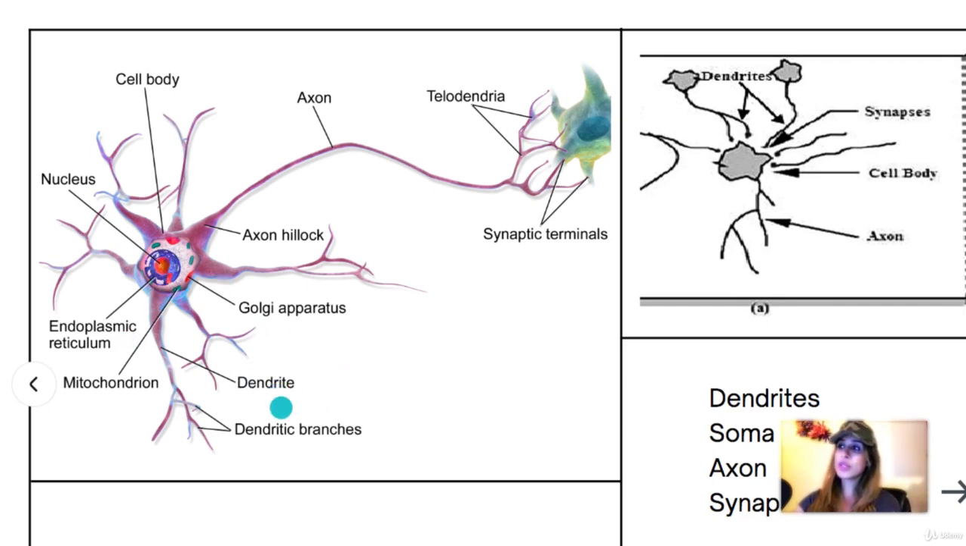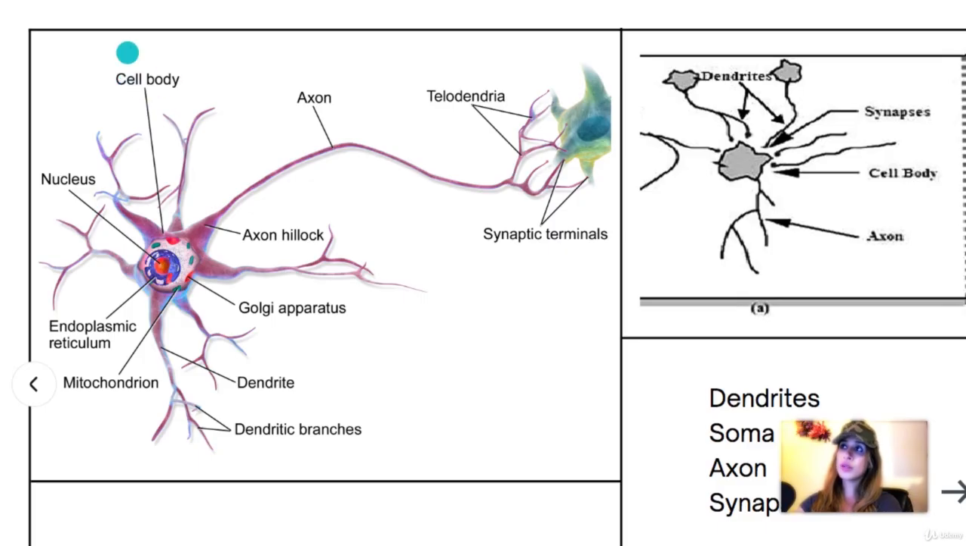Let's look at the dendrites. The dendrites are responsible for the input. So consider this the point where the neuron receives the information and the input signals from whatever outside stimulus or outside source of information.